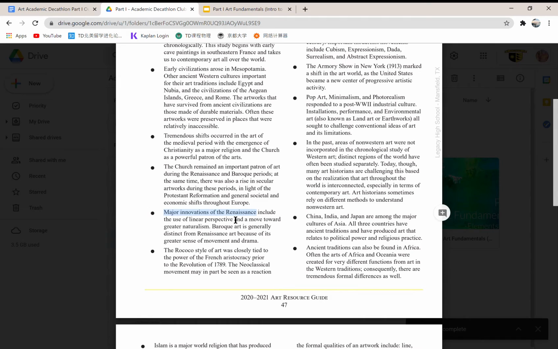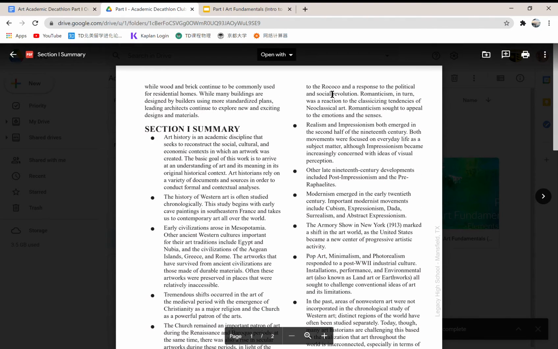Major innovations of the Renaissance include the use of linear perspective and a move toward greater naturalism. Baroque art is generally distinct from Renaissance art because of its greater sense of movement and drama. Rococo style, also a focus, is a type of art that was closely tied to the power of the French aristocracy prior to the Revolution of 1789. The neoclassical movement may in part be seen as a reaction to the Rococo and a response to political and social revolutions.